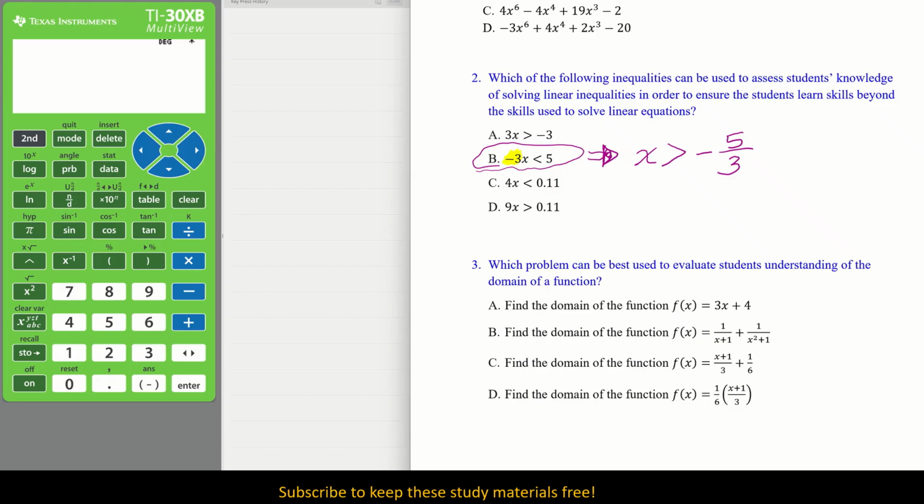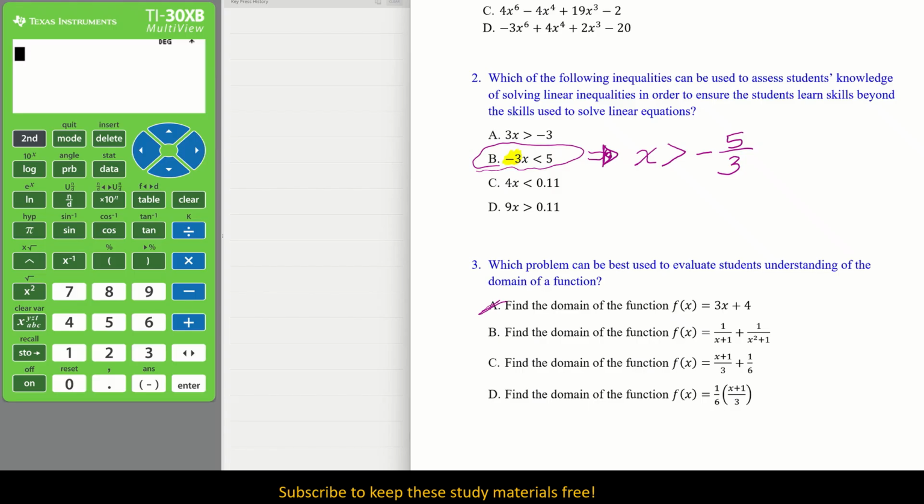All right, so let's look at number 3. Which problem can be best used to evaluate students' understanding of the domain of a function? Okay, so remember, what affects domain? Well, that would be the denominator. Okay. So looking at these, that's a linear situation. So that's not going to evaluate anything. It's just all real numbers.